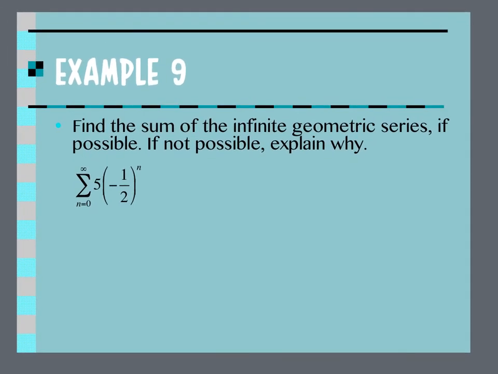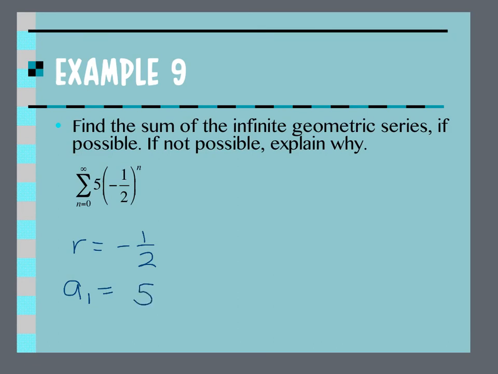It says find the sum of the infinite geometric series if possible, and if not possible, explain why. So the first thing we're doing is seeing if it's even possible. And to do that, we look at what? The r. Is the absolute value of r less than 1? Yes. r is what in this case? Negative 1/2, right? Absolute value would be 1/2. 1/2 is less than 1. What is a sub 1?